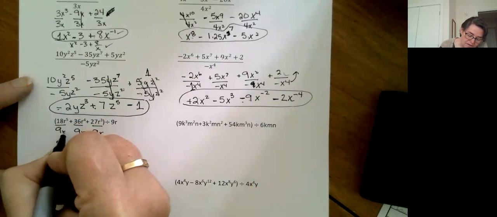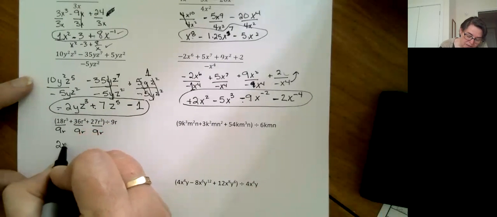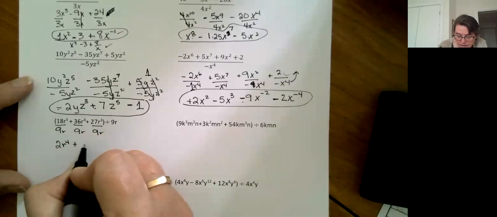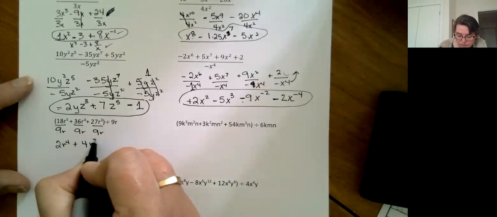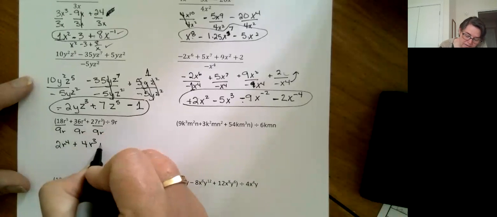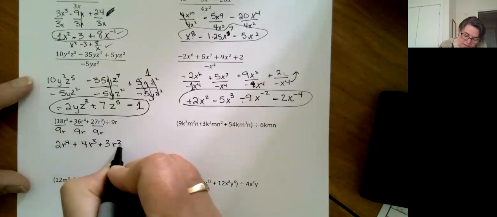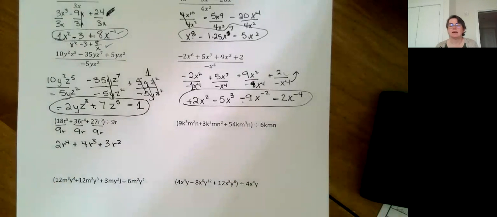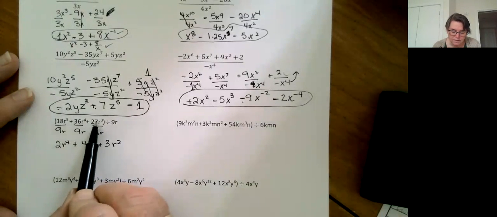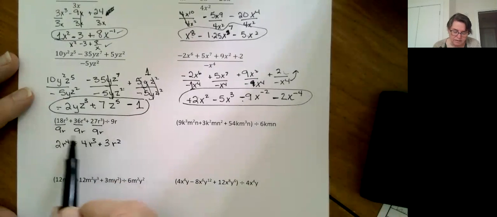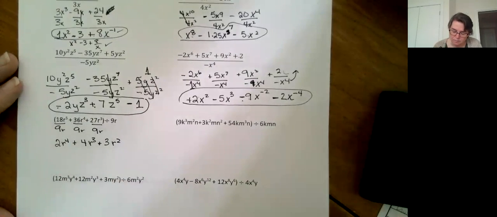R to the 5th divided by R is going to give me R4. Plus 36 divided by 9 is 4R3. And 27 divided by 9 is 3R squared. Done. I like that question. That was nice and easy. 1, 2, 3 terms. My signs came down exactly the same because I was dividing by a positive.